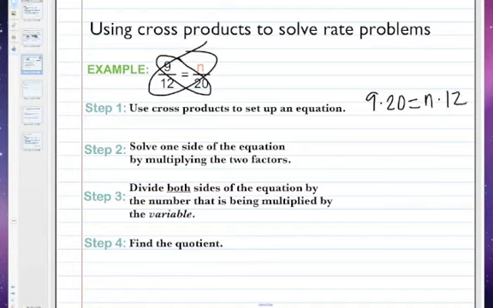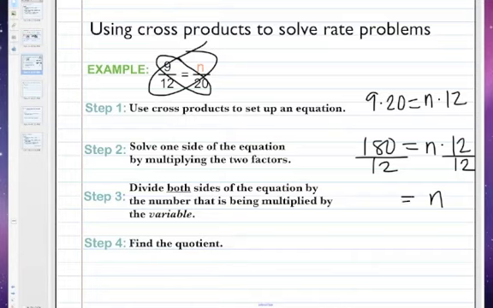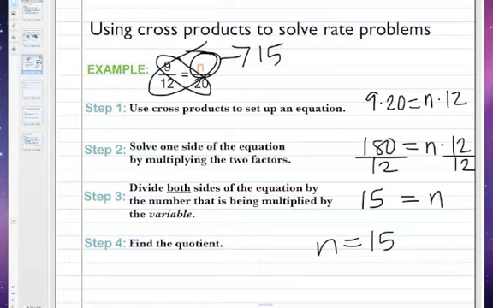Second step is to multiply the 9 and 20 together. So 9 times 20 is 180. 180 is going to be equal to n times 12. Step 3 is to divide both sides by the number that's being multiplied by the variable, in this case 12. Dividing both sides, 12 divided by 12 is 1, so on this side I just have n, and 180 divided by 12 is 15. Therefore, n is equal to 15. My missing term would be 15. So 9 is to 12 as 15 is to 20.